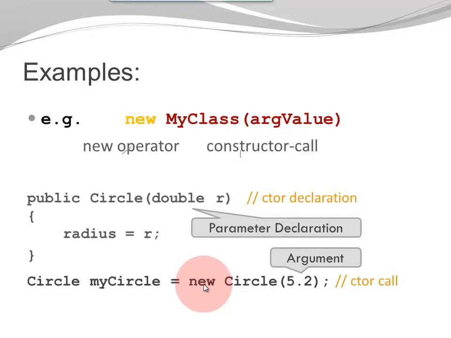This creates a new object on the heap, initializes the radius with 5.2 and returns a reference to that newly created object. We store this reference to the newly created object in a variable called myCircle. The variable is of type Circle because we store a reference to a Circle.